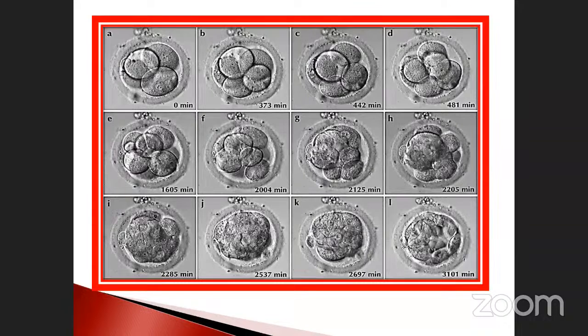Up to 481, 1605, 2004, 2125, like that. Finally, it will reach 3101 minutes. How the division takes place, they have mentioned here. Just as an example, no need to take it fully. These are the divisions. We do not know now how it will be divided, how we grow inside our mother. Likewise, you have to calculate it. Go to the next one.